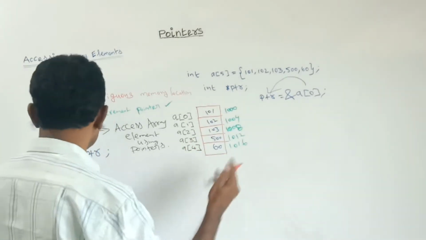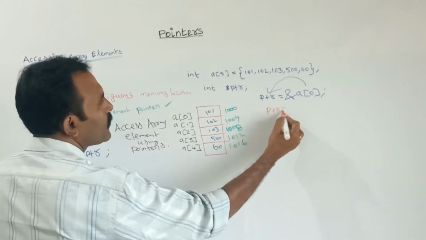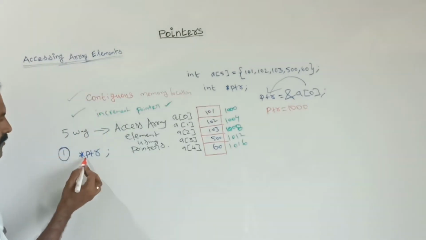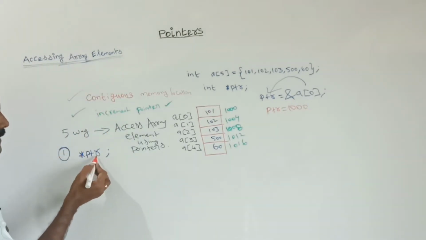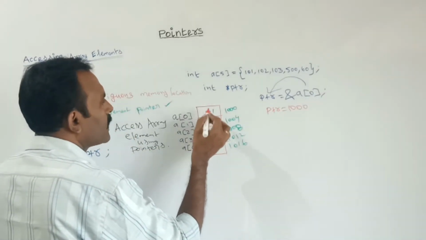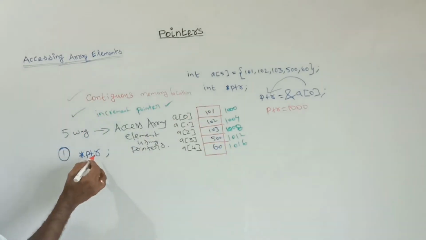The pointer ptr holds the address 1000. So here *ptr means the value at address 1000. The value at 1000 is 101. So this element's value we can access in this way. This is the first method.